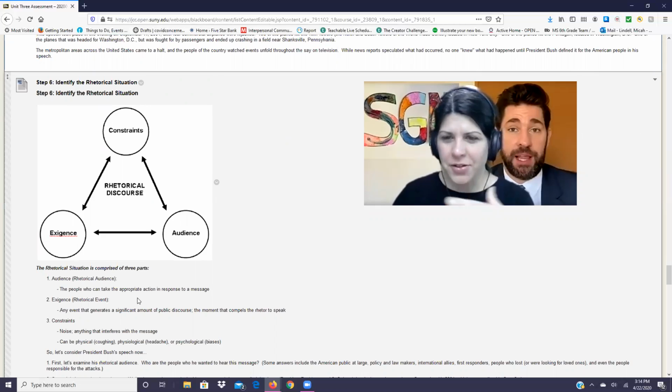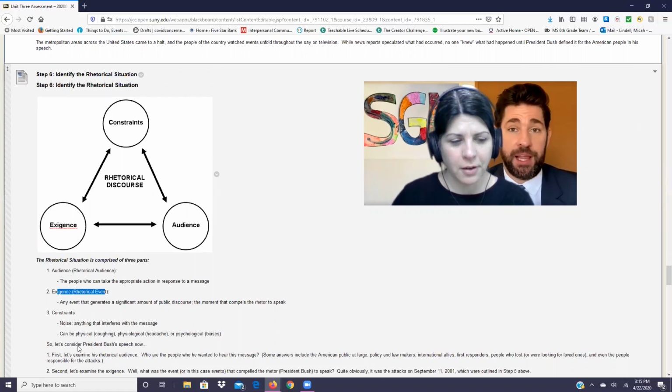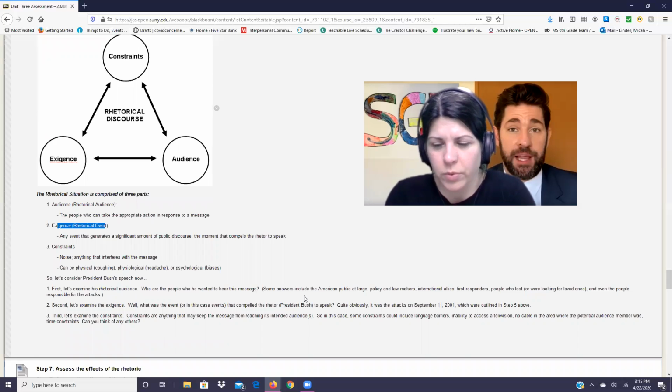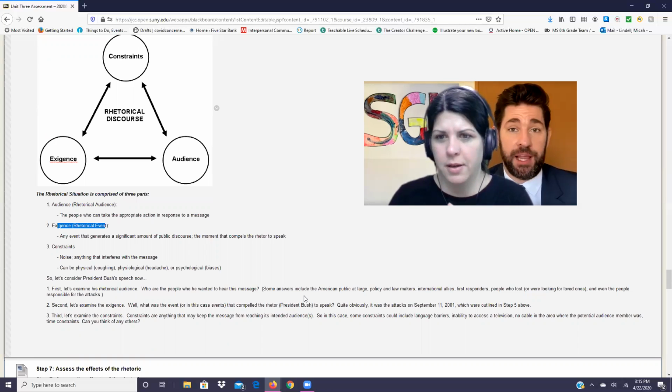So the exigence. I'd always get students kind of wound up about this, but it's not that big of a deal. This is the moment that compelled the rhetor to speak. It's really not that difficult. This is the moment that compels the rhetor to speak. Obviously, we've defined these moments several times within our dialogue today. The Twin Towers being hit by a plane, the Pentagon being hit, the plane that went down in Shanksville, all of the lives that were lost, that was the exigence. So that one's pretty easily defined.